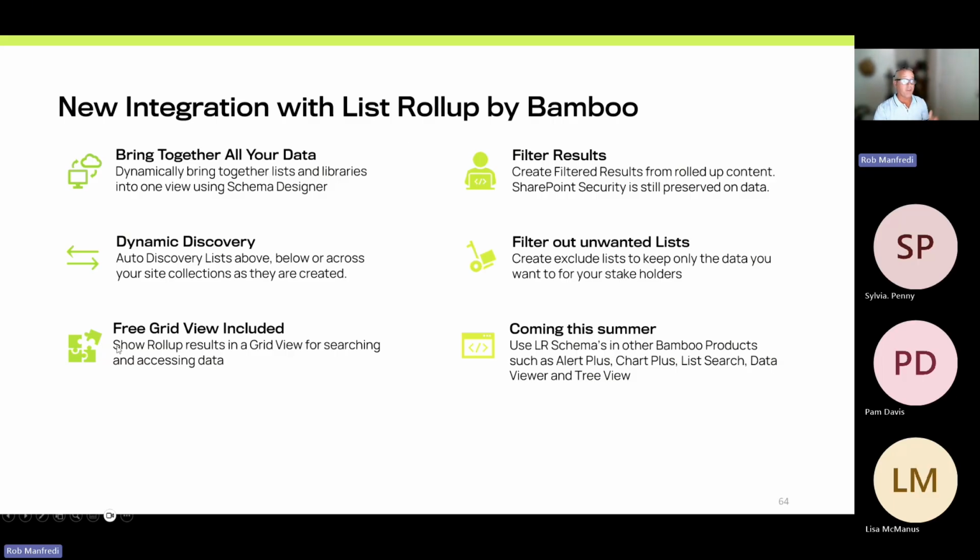List Rollup by itself also has its own grid view, so if you want to use it outside of simple search just to roll information together and show it to a user, you can do that as well. And you can filter out unwanted lists from the schema, and this works with Chart Plus, List Search, Data Viewer, and Tree View. So it does work with a lot of our other products as well. It no longer works with Alert Plus since we've now redefined Alert Plus to be more of a replacement for the retiring SharePoint alerts. So it's working a little bit differently than it did in this presentation that I need to update.